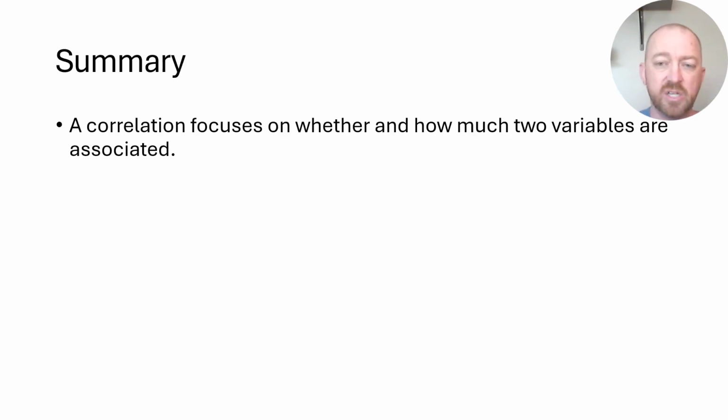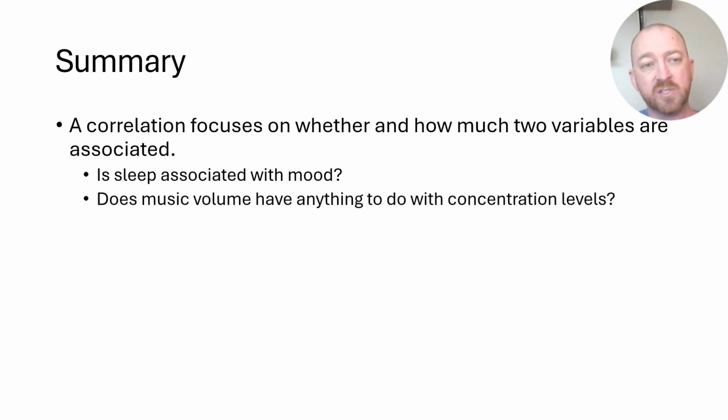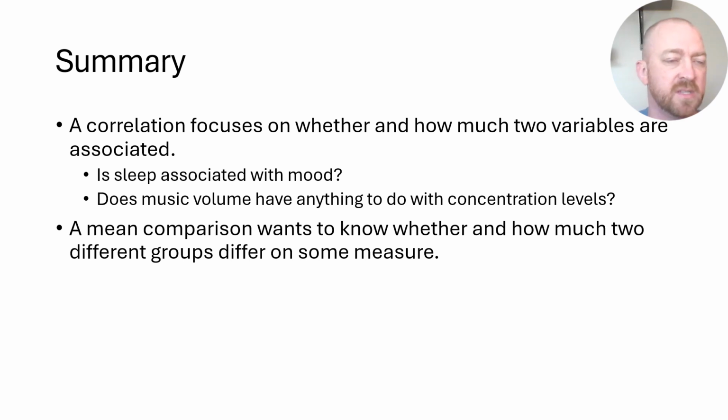So again, a correlation is interested in how much and if two variables are related to each other. For example, if I were to ask, is sleep associated with mood? That sounds like a really good setup for a correlation. I might also ask, does music volume have any relation to your ability to concentrate, for example? I'm wanting to see how much these two things change with each other. That sounds like a correlation. That would be perfectly appropriate for that, depending, of course, on the design of the variables in the study.